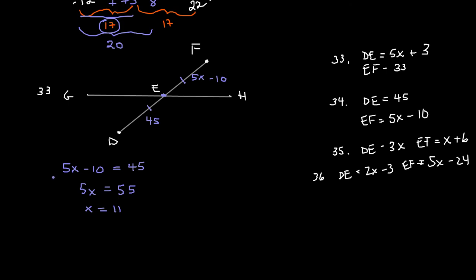Let's do number 36. I'll just switch colors and stay on the same diagram. So in 36, it tells us that DE is 2x minus 3, and it's telling us that EF is 5x minus 24.